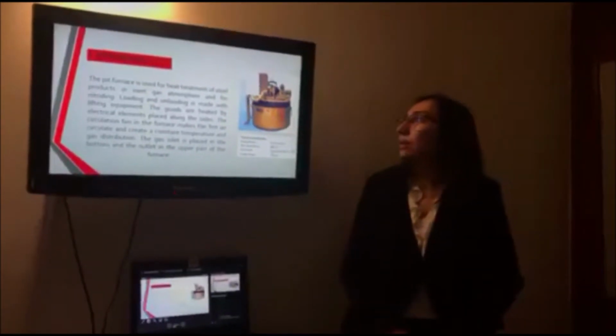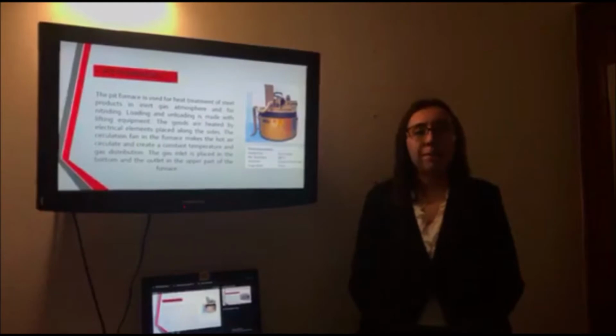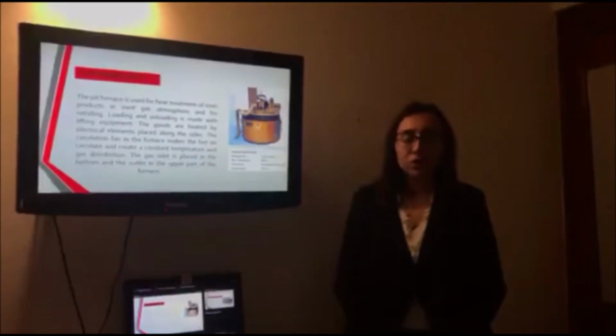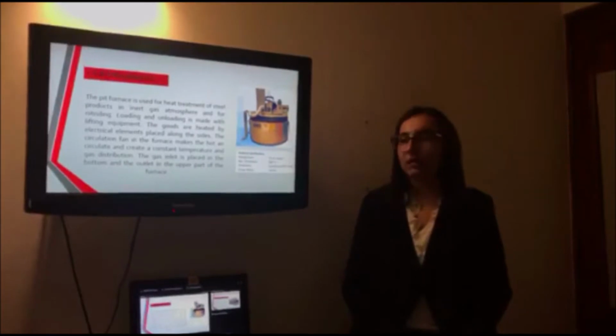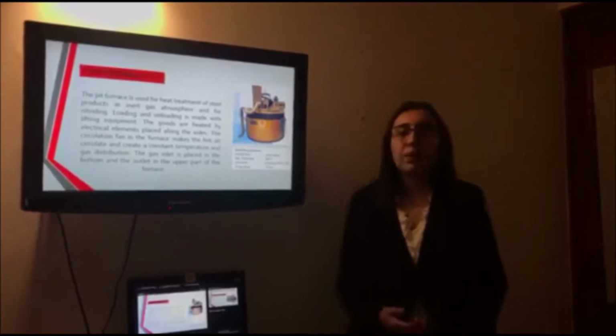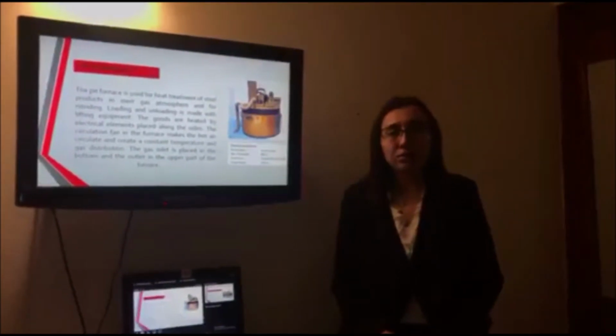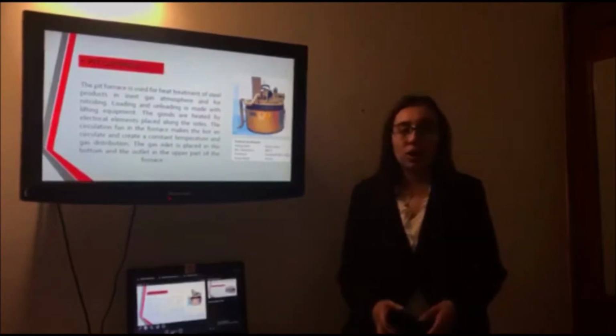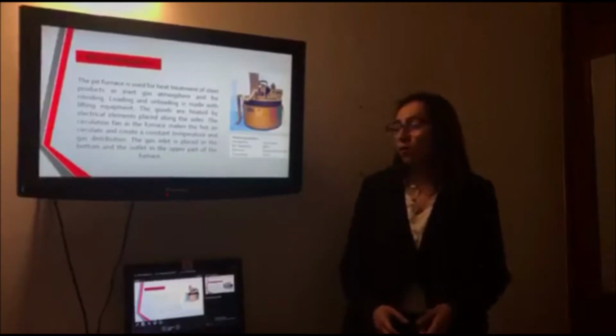In this picture, you can see the pit furnace, and the technical specifications of this type of furnace are a max temperature of 800 Celsius degrees and a car weight of 10 tons.